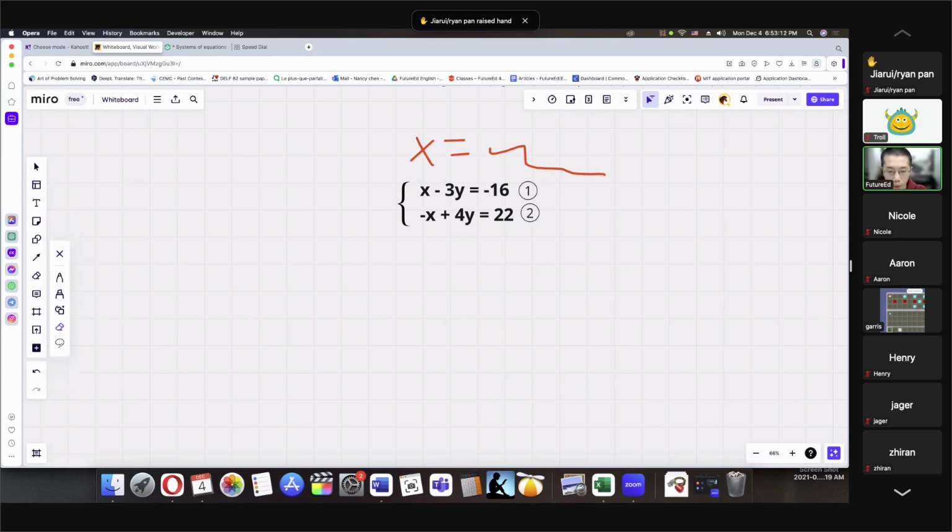Actually, I think this is a perfect opportunity to see when elimination is useful and when substitution is useful. We're gonna do what Garrus said, and we're gonna isolate the x. So let's take equation 1. We have x minus 3y equals negative 16. How do we isolate the x, Garrus?